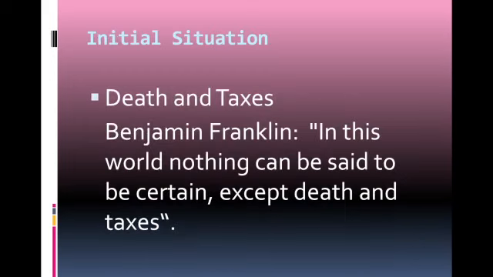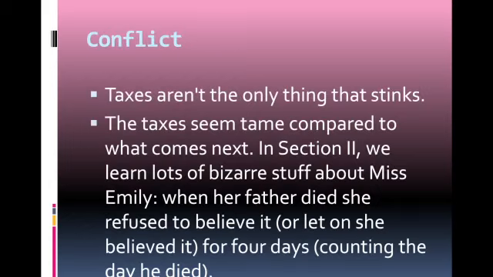So our initial situation, when we talk about what's going on in the story, we have perhaps death and taxes being described by Benjamin Franklin. In this world, nothing can be said to be certain except death and taxes. So the conflict that we start off with in our story is about Emily Grierson's taxes and how she doesn't want to pay them. But taxes aren't the only thing that stinks around here. Now, the taxes seem tame compared to what comes next in the story.